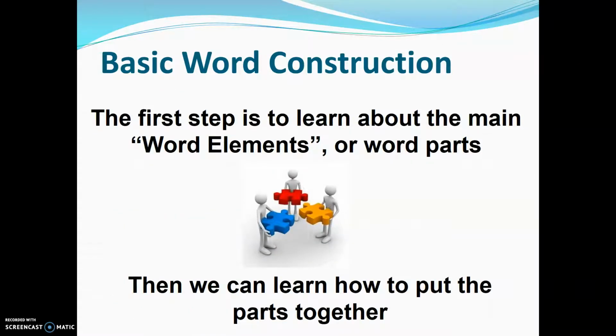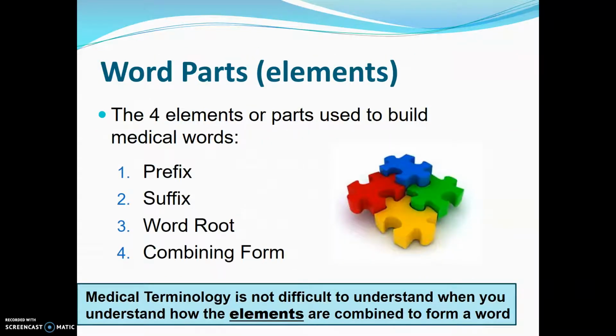Alright, basic word construction. The first step is to learn about the main word elements or word parts. Then we can learn how to put the parts together. The 4 elements or parts used to build medical words are prefixes, suffixes, word roots, and combining forms. Medical terminology is not difficult to understand when you understand how the elements are combined to form a word.